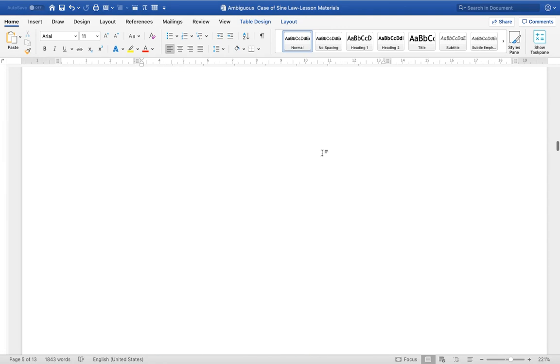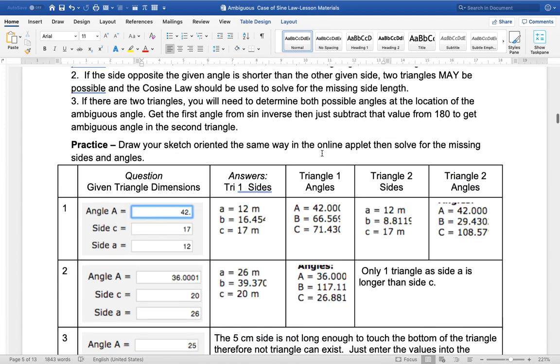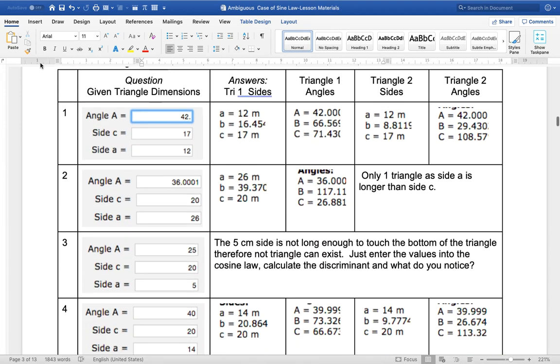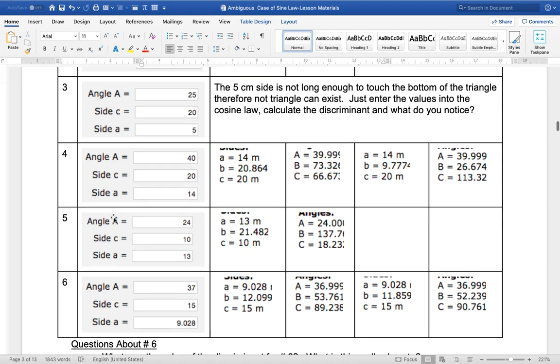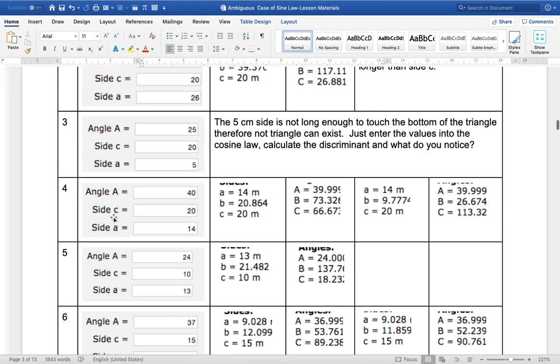All right, folks. So this is what your homework is going to look like, your practice questions. So you're going to do it all the same way. So there's your first question. Angle A is 42, side C is 17, side A is 12. And here are your answers right here. Okay, so your answers are there. So clearly there's 2 triangles, and you're going to solve those. And so on. Okay, so I'll ask that you do those 6 questions right there.